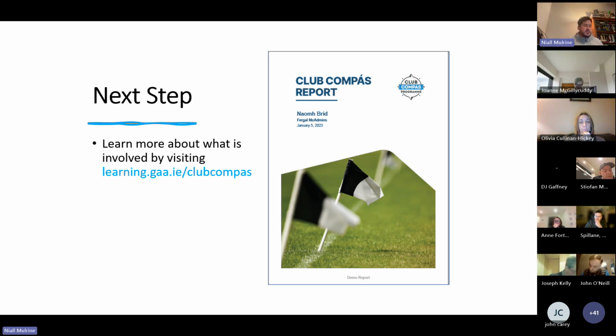Generally at the minute, your secretary will have admin access, and possibly your registrar will have admin access. The Club Compass tool is located on the admin tab on your club's Fern account. So it'll be up to whoever manages your club's Fern account, whether that's your secretary or someone else, to give you access to that as well. So you wouldn't need administrator rights, and that can be done within your club. But that's just so you know how to actually use it. It's on your Fern account.